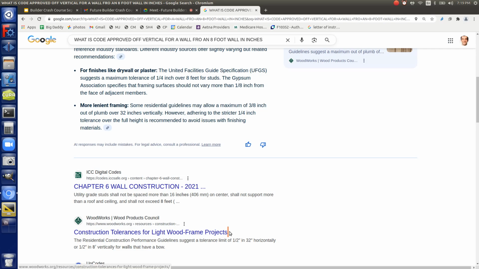This looks more like codes to me, but I was actually surprised when I was looking at the codes. They still pass you if you're like a half inch off, and I think that's about right. The residential construction performance guide suggests a tolerance limit of 1/2 inch in 32 inches horizontally, or 1/2 inch in 8 feet vertically. Okay, so there you got the answer. It's actually half inch. Yeah. I think in our house we're on that.